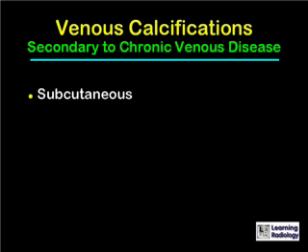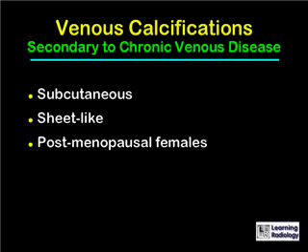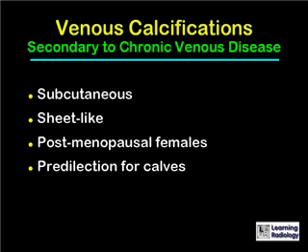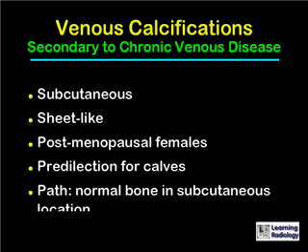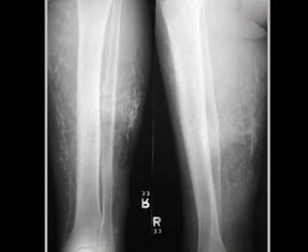And there can be calcification, ossification, secondary to chronic venous disease. This tends to be subcutaneous and sheet-like. It occurs mostly in postmenopausal females. It has a predilection for the calves, and pathologically, there is normal bone that is formed in a subcutaneous location. This is an example of what chronic venous insufficiency looks like in the calves. You'll notice that the calcification is diffuse, it is sheet-like, and it involves the entire calf.